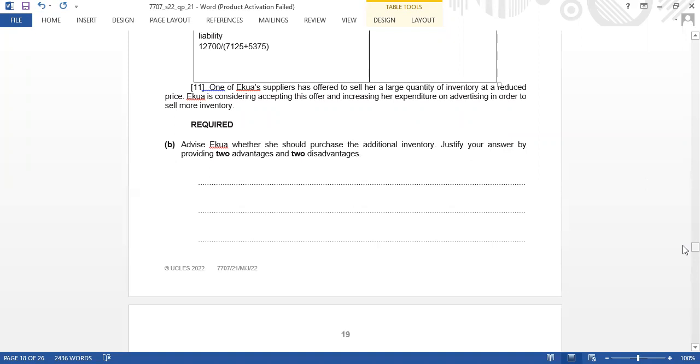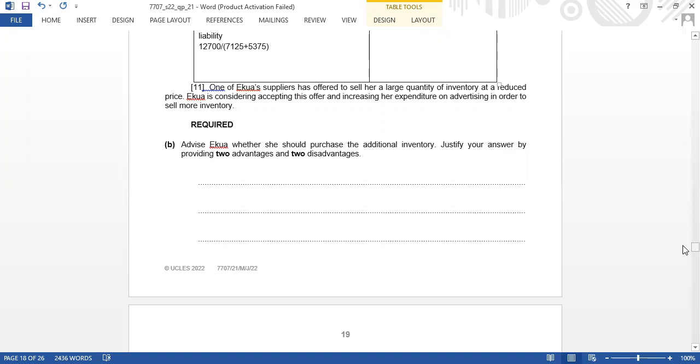The advantage would be that she bought inventory at a reduced price. That means cost per inventory is less, so she'll sell the inventory at a lower price. She'll be able to gain more customers and more revenue. When sales revenue increases, the gross profit margin will improve. Gross profit will increase, the profit for the year will increase, and the profit margin will increase.